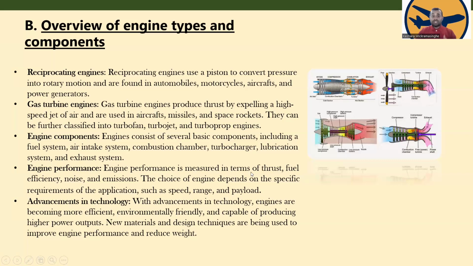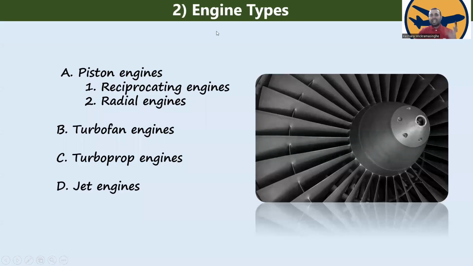And next one, engine performance, right? So engine performance is measured in terms of thrust, fuel efficiency, noise, and emission. The choice of engine depends on the specific requirements of the application such as speed, range, and payload. So next one, advancement in technology. With advancement in technology, engines have become more efficient, environmentally friendly, and capable of producing high power outputs. New materials and design techniques are being used to improve engine performance and reduce weight. All right. So this is the overview of engine types and components. Okay, now let's go to the engine types.